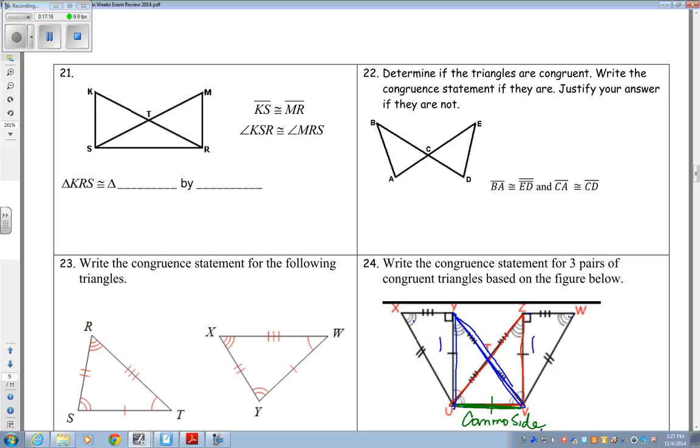I'm going to write a little side note. You might want to write this down. When you have overlapping triangles, you need to redraw them. I draw them below, separate. Redraw and label them and separate them. And your hint is they'll always give you one triangle, your starting point, the triangle to look at first. The triangle they give us first is KRS.